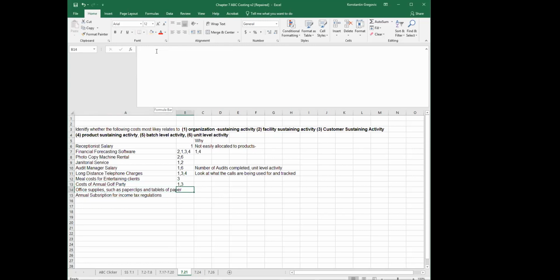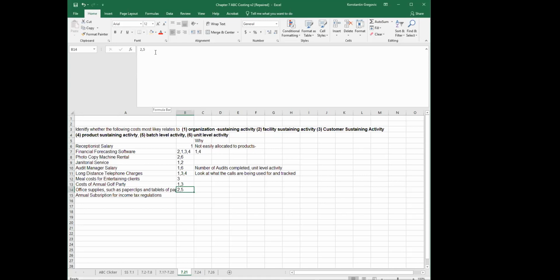Office supplies, such as paper clips and tablets of paper. Chinudo says two, facility. Unless your facility is producing widgets or something, I guess you could use paper. Five, because it's a bunch of papers, like a batch. Oh, somebody says batch, okay. What number is five? Why do you say batch? Because it's a collection of goods or services processed as a group. That's the definition. So like a stack of papers is a batch, and paper clips and tablets.